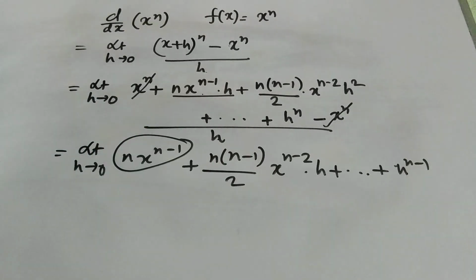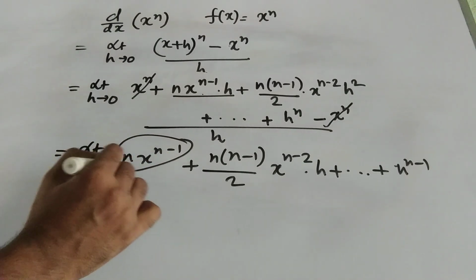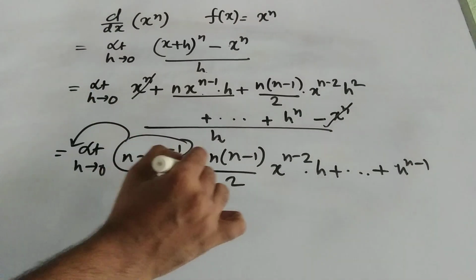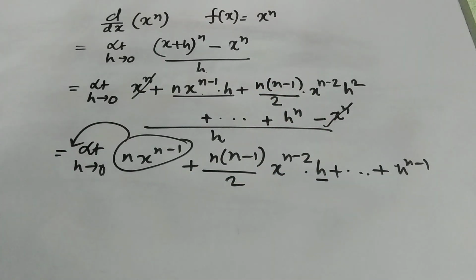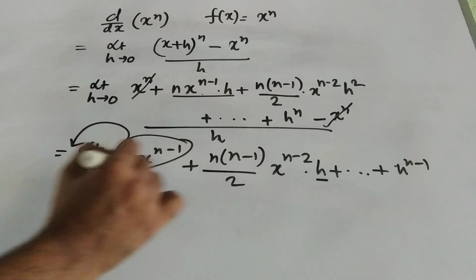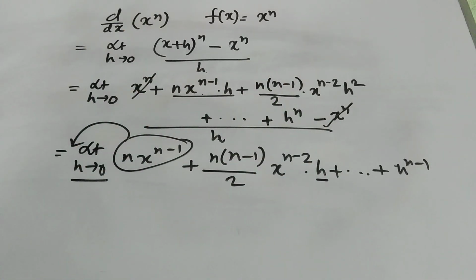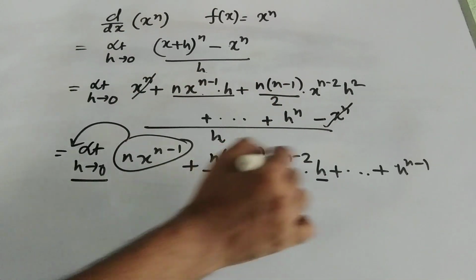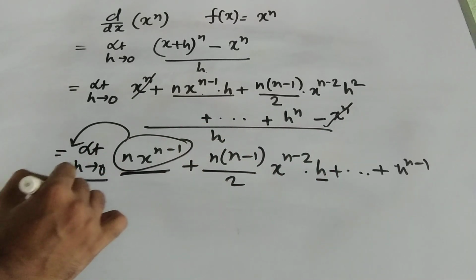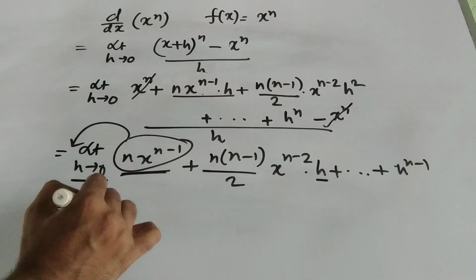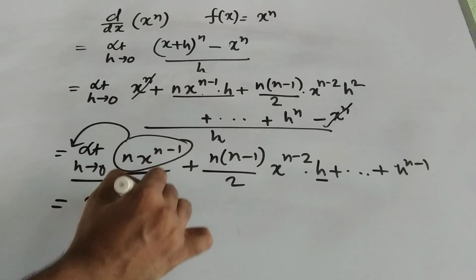So this term is devoid of any expression involving h, so I can take it out, but all the rest of the terms have h or some power of h. Since h tends to 0, all those terms go to 0. So all the remaining expressions except the first term will be 0. So my final answer will be n x to the power n minus 1.